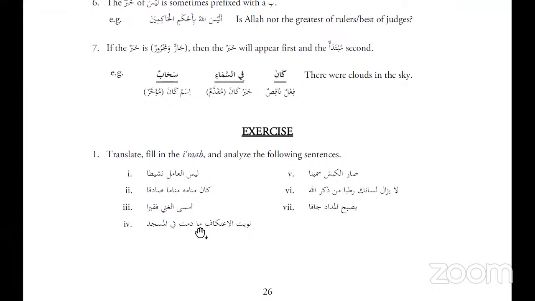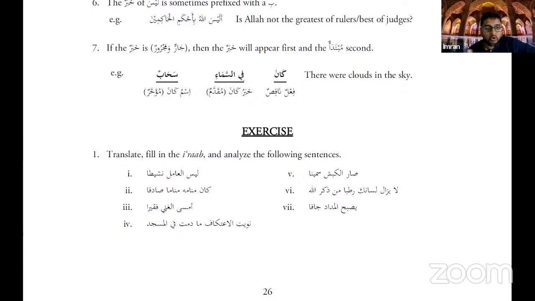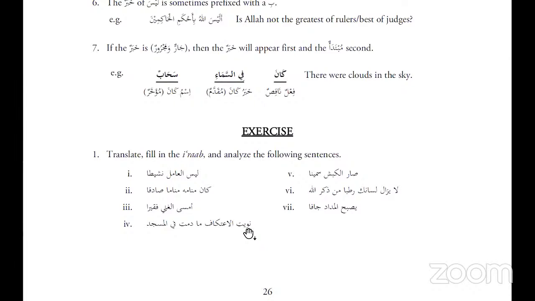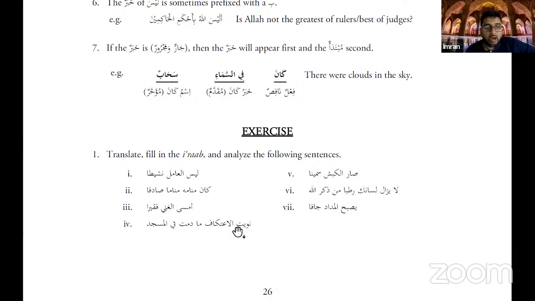Atkafa ma damat fi al masjid. This is really good. I spoke about madama's past tense, and now I have the past tense for the first person. Nawaitu. Nawa yanwi. It comes from the word niya, intention. So nawaitu means I intended. Nawaitu is the past tense. And I'll send you the past tense conjugation for nawa yanwi. So nawaitu, I intended the i'tiqaf.